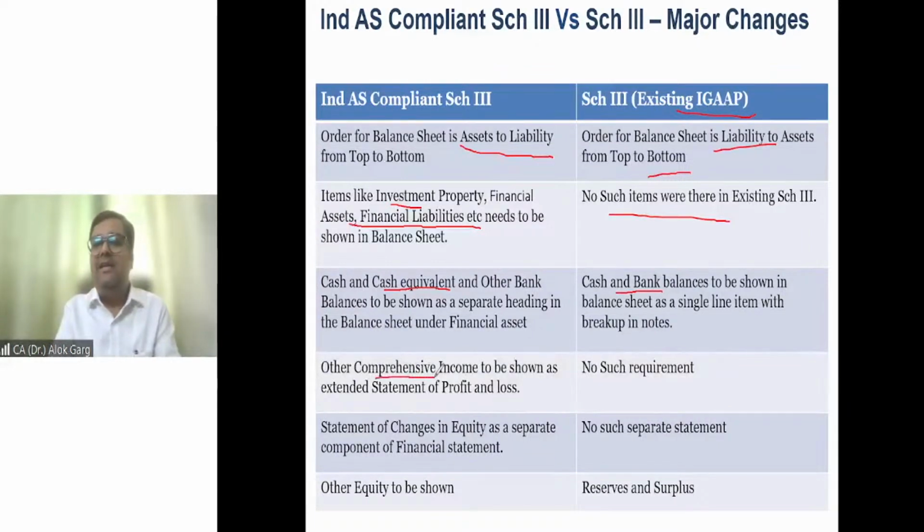Other comprehensive income is required in Ind AS, a new item, but no such requirement is there in IGAP. A statement of changes in equity is a separate component, but there is no such separate component in IGAP. The name is other equity in Ind AS. The name is reserves and surplus in IGAP. So this is the major difference I just want to call out here.